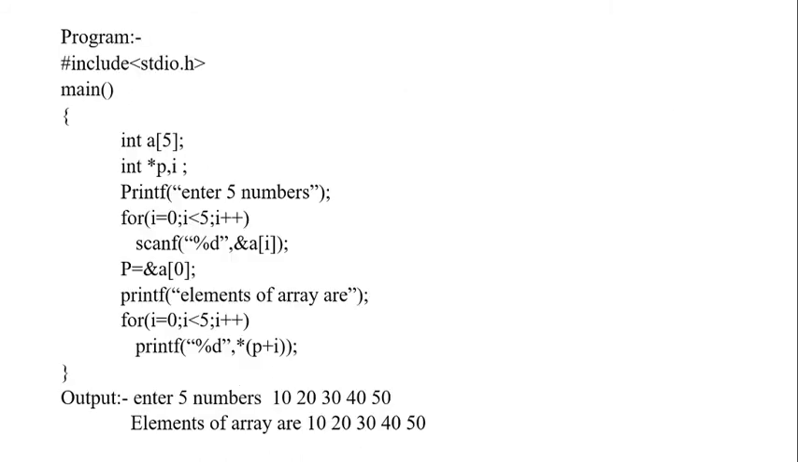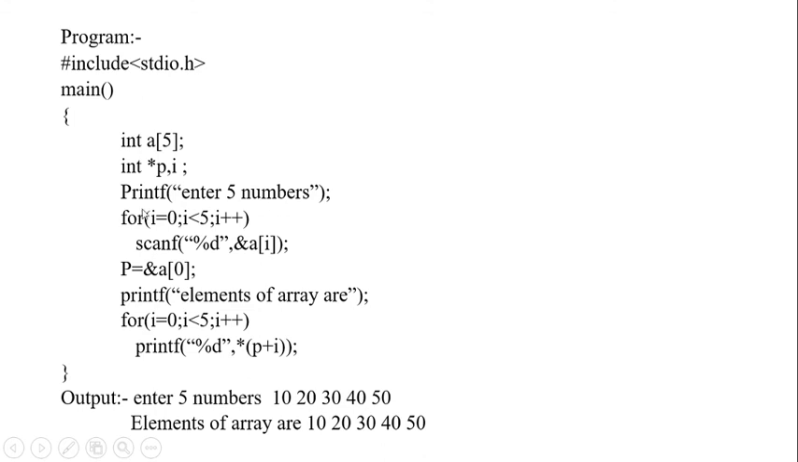Here we can see an example program. This example is just for reading 5 elements into an array, and by using the pointer, we can read or access the elements from that array. Let me explain this program. Hash include stdio.h, then the main program. Here a of 5 is the array, star p is an integer pointer, and i is an integer variable.